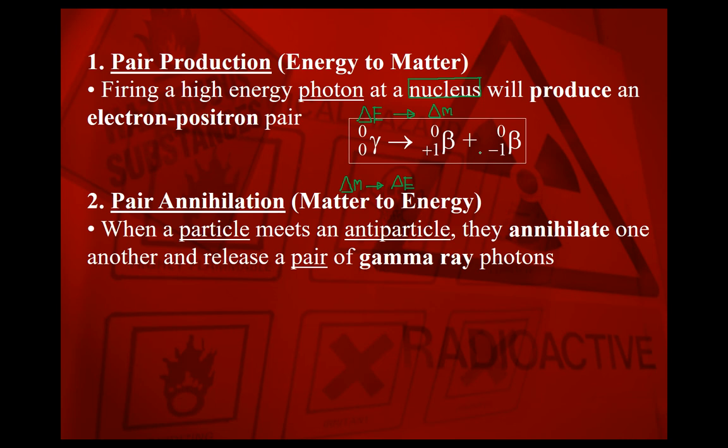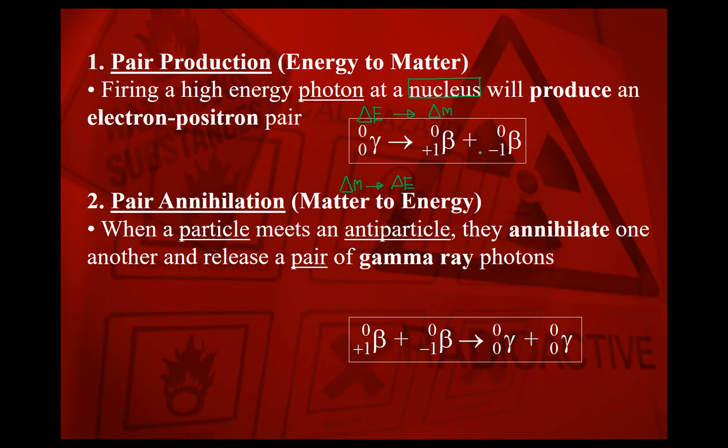to separate them. So the pair annihilation equation would look like you have 0 plus 1 beta, which is a positron, plus 0 negative 1 beta. So a positron meets an electron, and it produces a pair of gamma rays. Now, the question you might be immediately thinking of is, why is it a pair? Why can't it just be a single gamma ray?